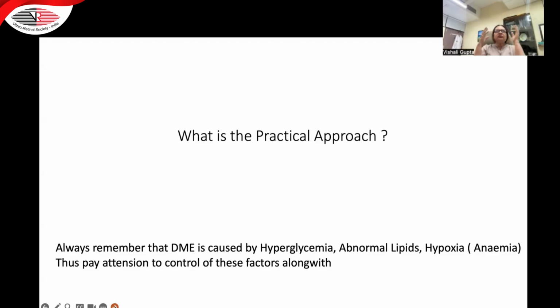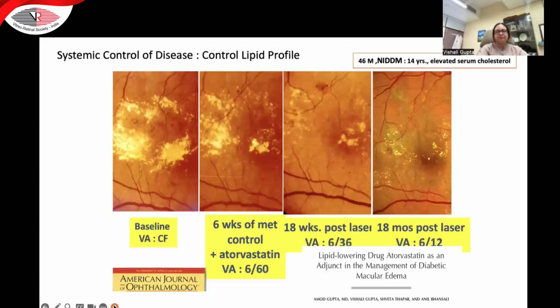So I generally tell my fellows that the retina, the macula, is like a water reservoir. There is water which is entering, and then we are facilitating the drainage of the water by giving anti-VEGF, laser, or steroids, or whatever. But in case you do not stop the water inflow into the tank, it will just keep coming. So that is why it is important that you take care of the hyperglycemia and metabolic control along with the management of DME.